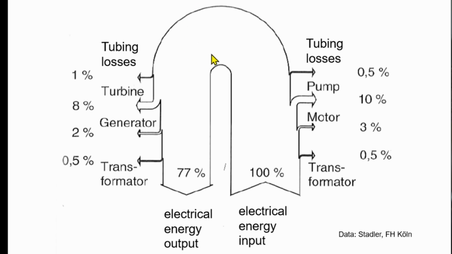Then you have the storage lake, and then you release water from the storage lake. You have again some tubing losses, depending on the velocity, the diameter and the length of the tubes. Then about 8% at the turbine, so you see it's a bit lower than the pump losses. Then about 2% at the generator, and again 0.5% at the transformer. The remaining 77% is the electrical energy output.